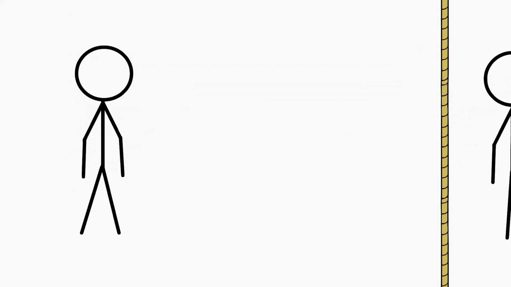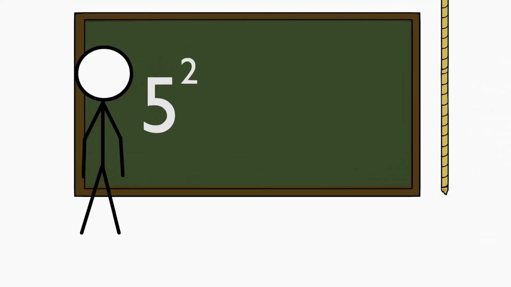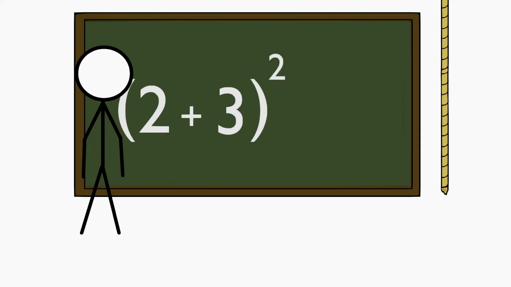So let's start with a very basic question. What is just the number 5 squared? The answer would be 25, obviously. Now let's write that again but in a different form. Instead of the number 5, we'll write 2 plus 3 in brackets and square it. The answer would remain the same, but let's solve it in that form.